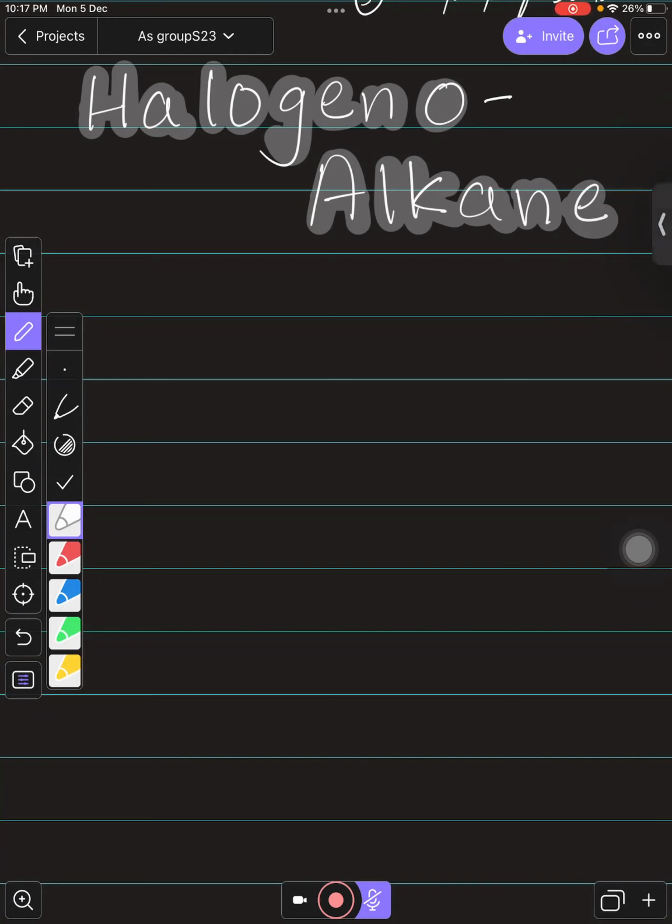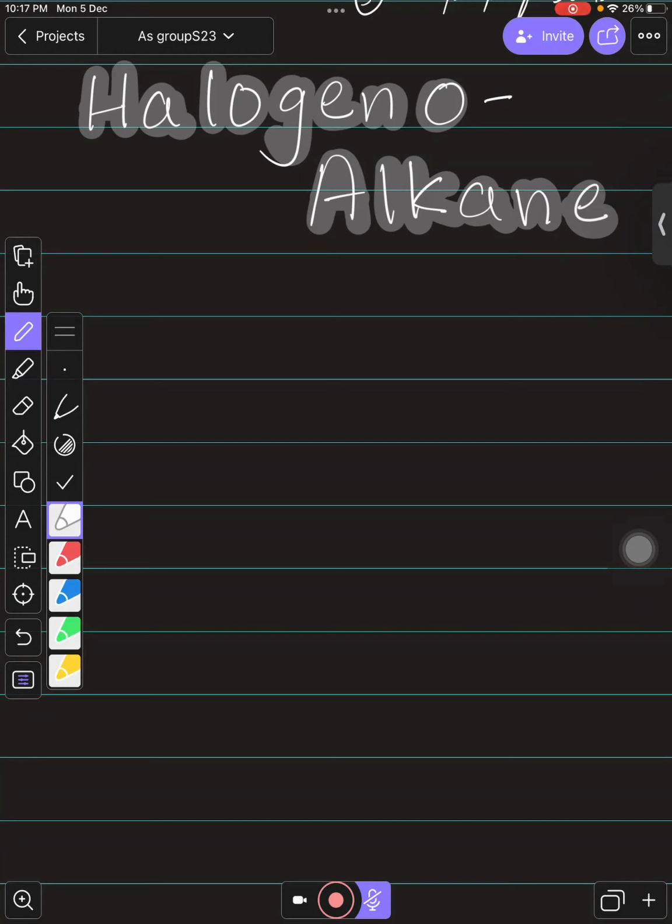Yes, halogenoalkanes. They are compounds very similar to alkanes, right? They have carbon-carbon single bonds in them, and there should be at least one or more than one halogen. You can replace any hydrogen by halogens. Whenever any hydrogen is replaced by a halogen, it will become a halogenoalkane. So these are alkanes with at least one hydrogen replaced by a halogen.